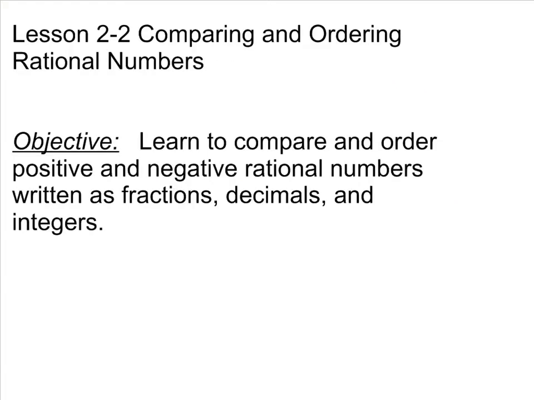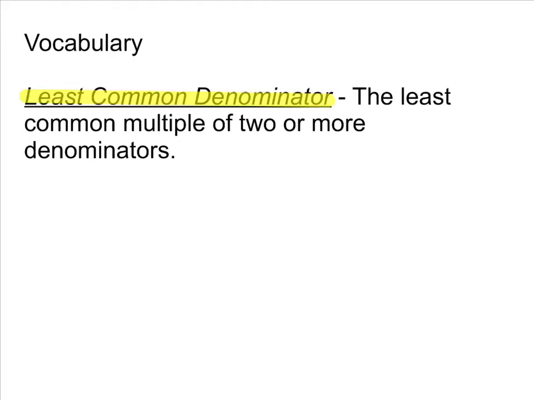Alright, lesson 2-2 is comparing and ordering rational numbers. Our objective is to learn to compare and order positive and negative rational numbers written as fractions, decimals, and integers. Alright, let's take a look.